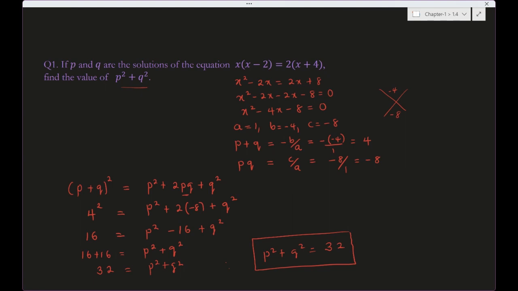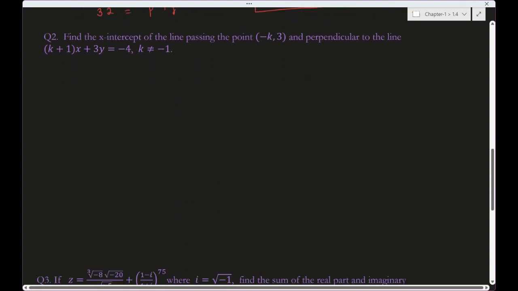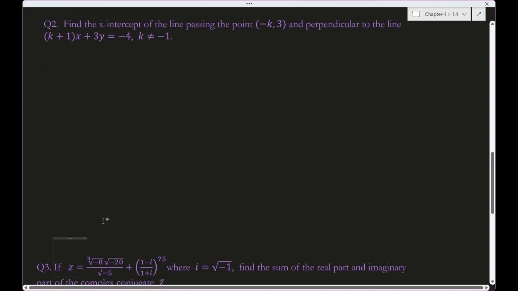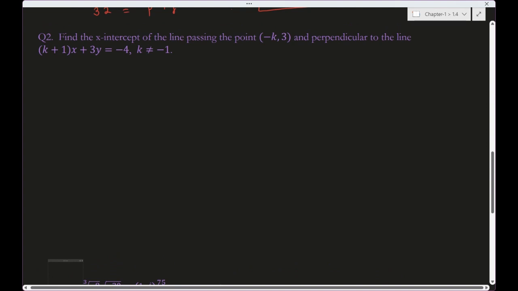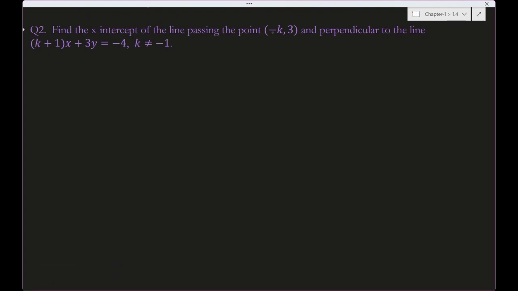Okay. Now we move to question number 2. Question number 2 is asking us to find the x-intercept. So the x-intercept simply means when y is equal to 0. That's what it means. So the x-intercept of a line passing through this point and perpendicular to this line.